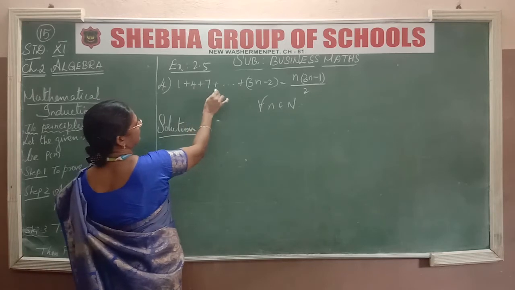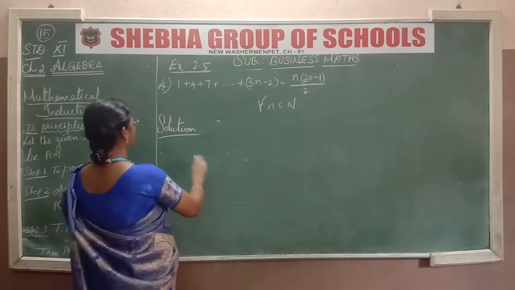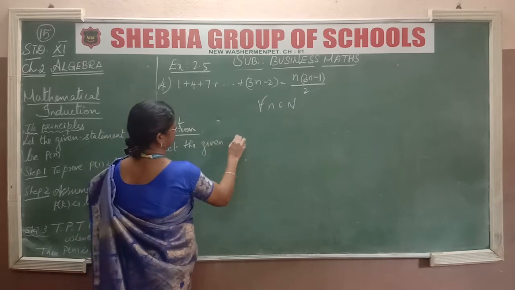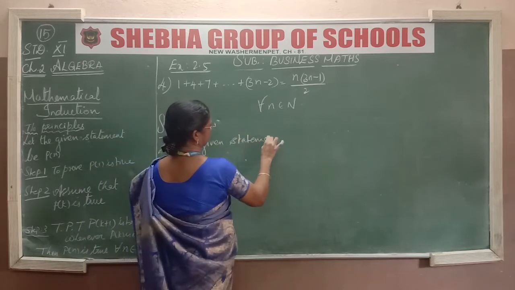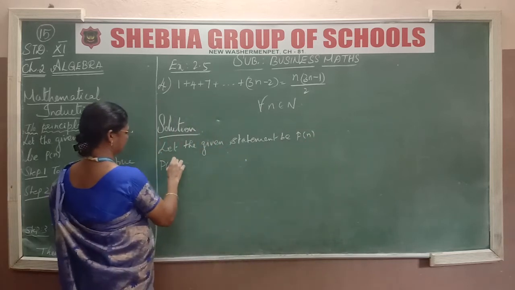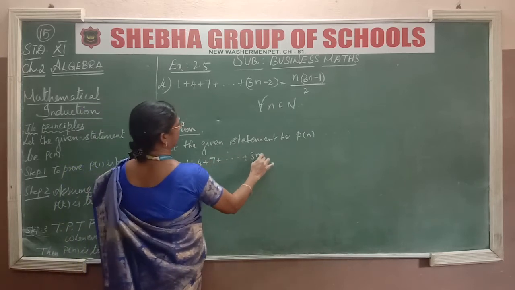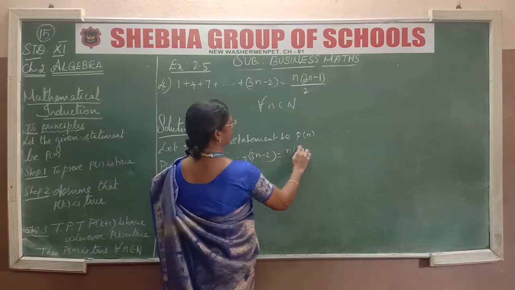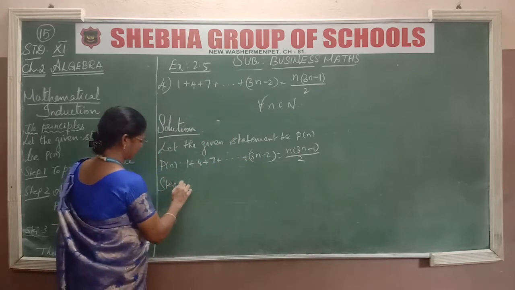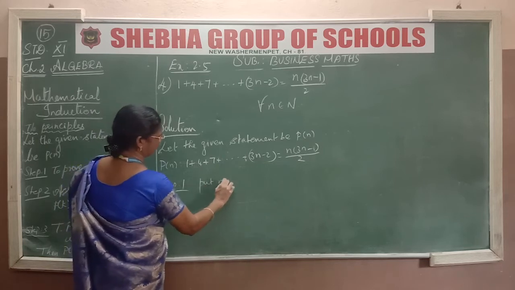1 plus 4 plus 7 plus etc. plus 3n minus 2 equal to n into 3n minus 1 by 2. The same, let the given statement be P of n. So P of n is the given statement: 1 plus 4 plus 7 plus etc. plus 3n minus 2 is equal to n into 3n minus 1 by 2. So our first step is what? Step 1 is put n is equal to 1.